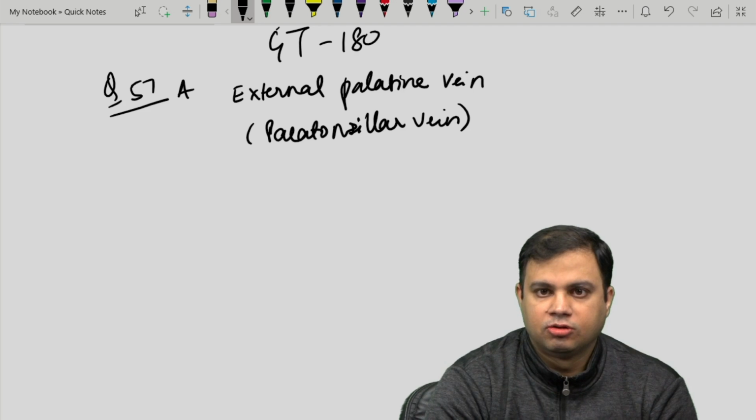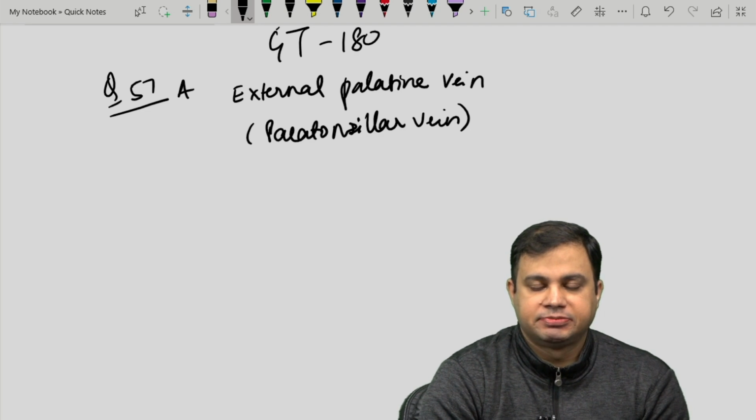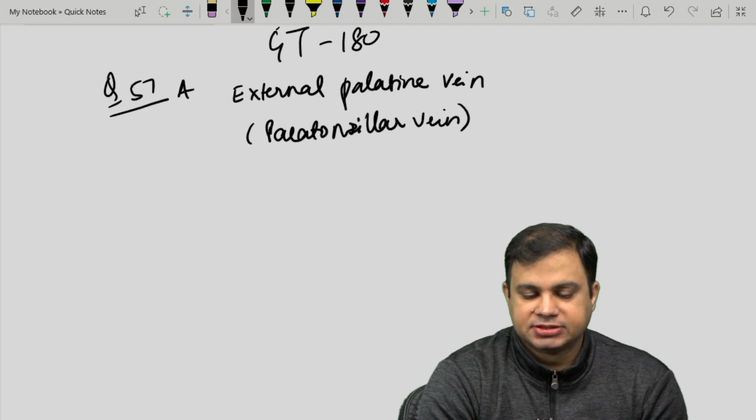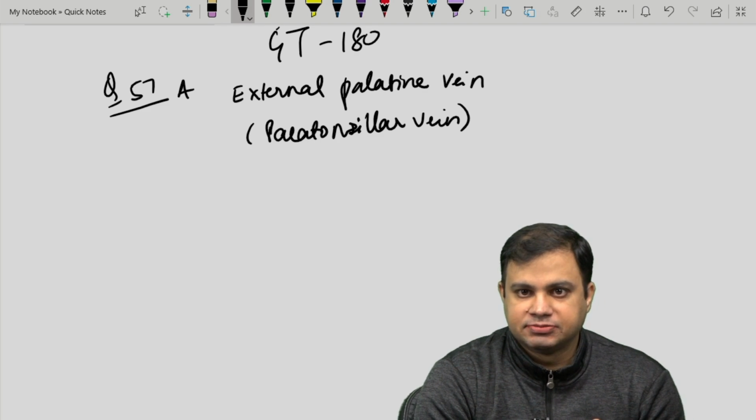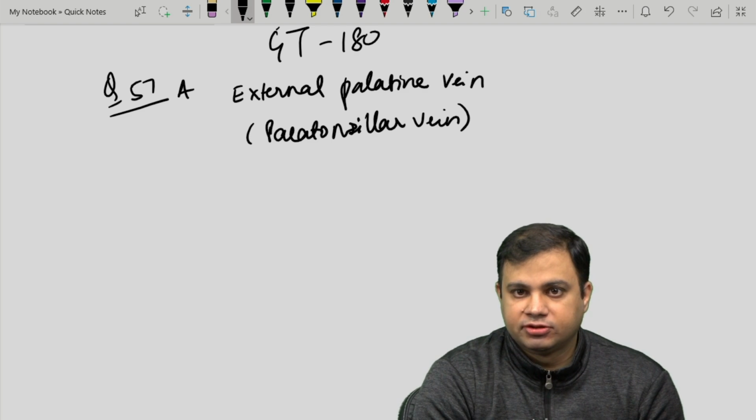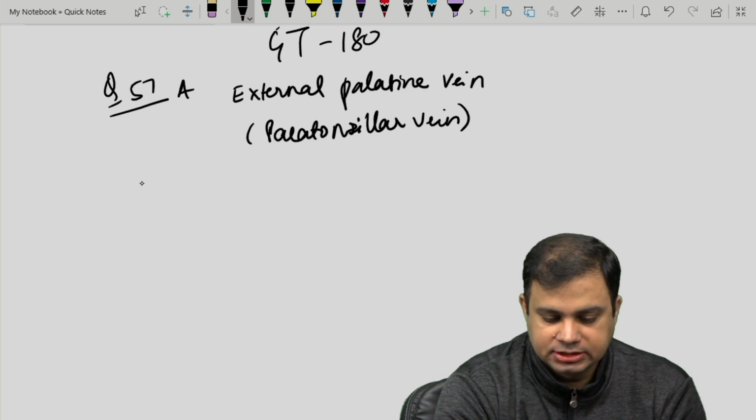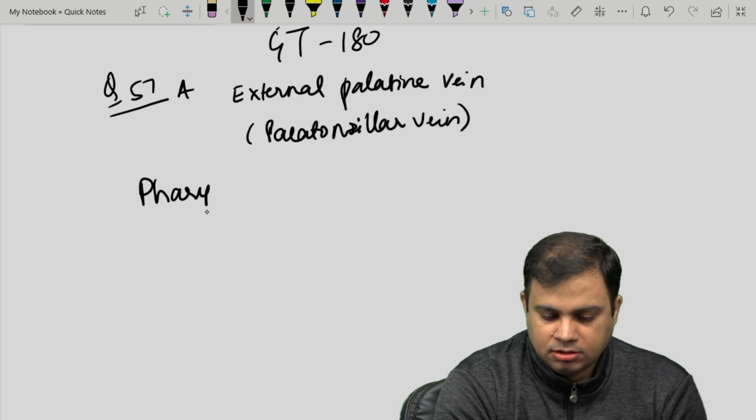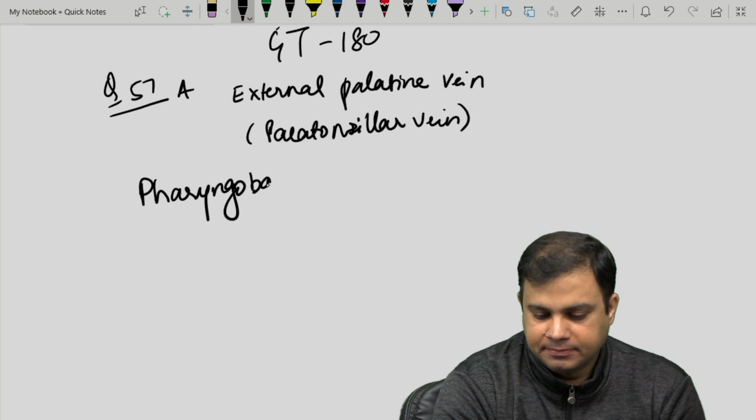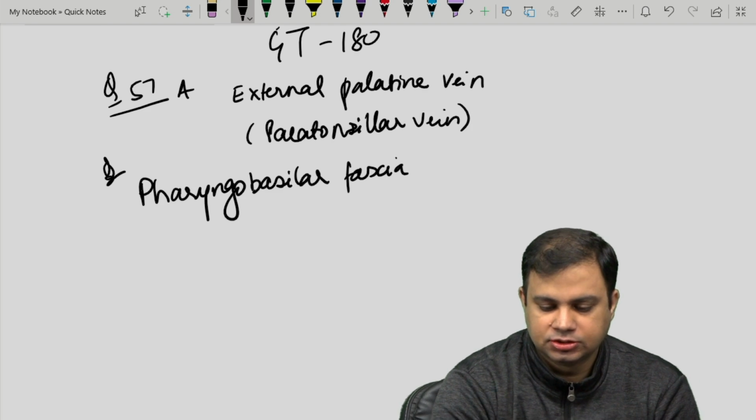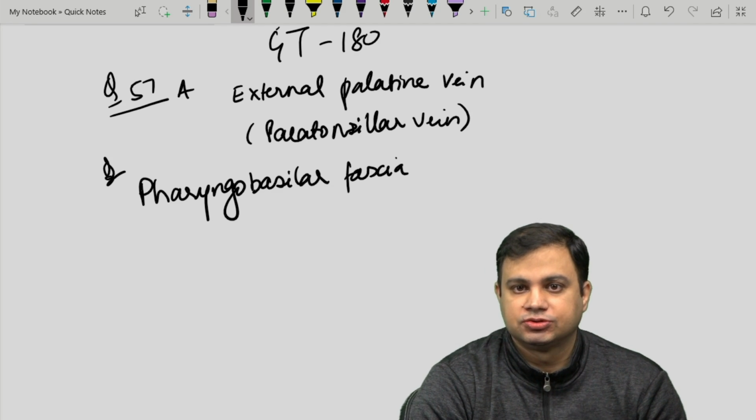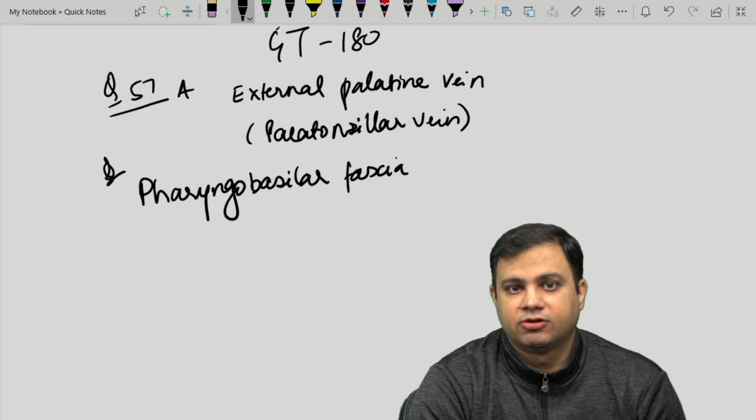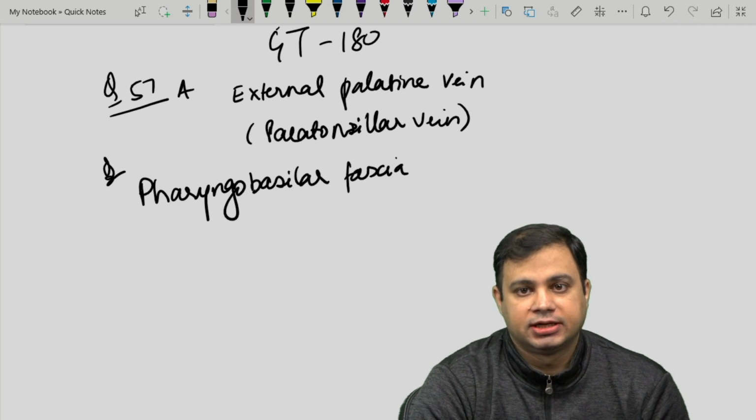vein. Now we have to understand that this vein is present behind the capsule. It is present between the capsule and the superior constrictor muscle. The superior constrictor muscle is the muscle which is adjacent to the capsule of the tonsil. The capsule of the tonsil is formed by the pharyngobasilar fascia. This is also a MCQ. The capsule of the tonsil is formed by the pharyngobasilar fascia, and the most common source of prolonged postoperative bleeding is from the external palatine vein or the paratonsillar vein.